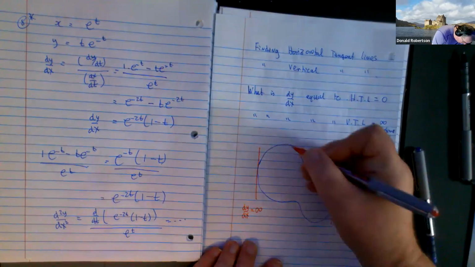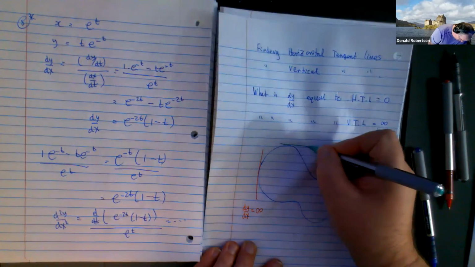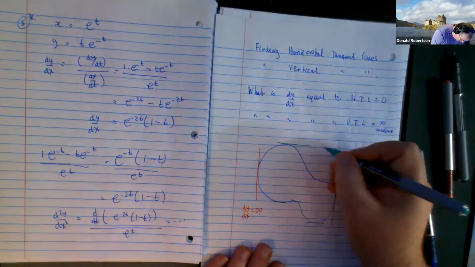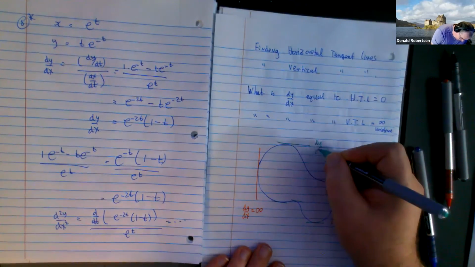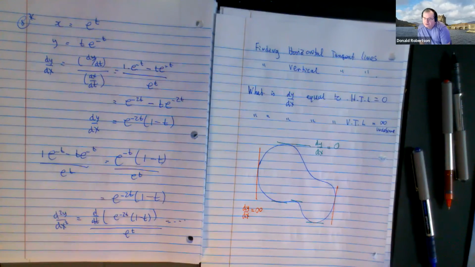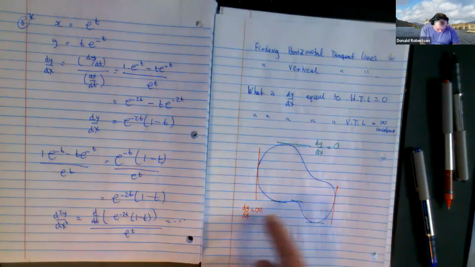Now, if you're going to be horizontal, do you see that it could happen here, here, here, and here? Right, quite a few places. But when you're horizontal, tangent line, isn't the derivative 0? Does that make sense? Zeros give you horizontal tangent lines. Undefined or infinite give you vertical ones.